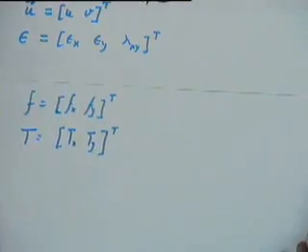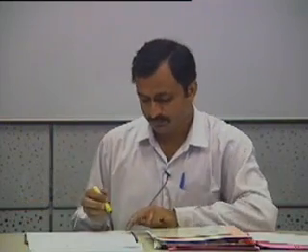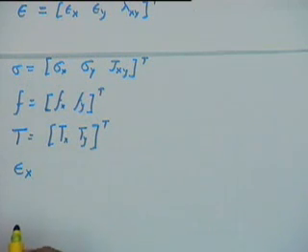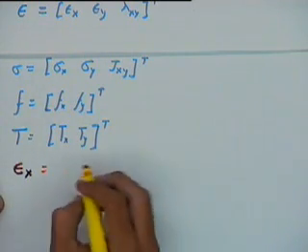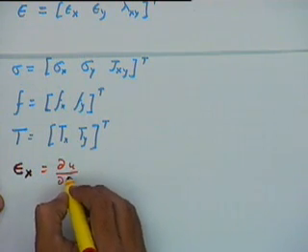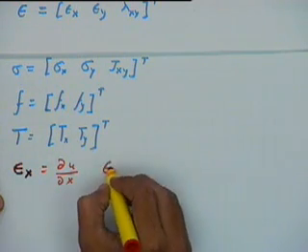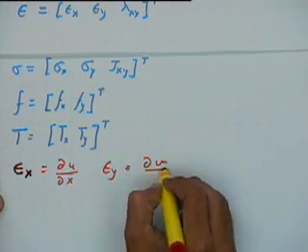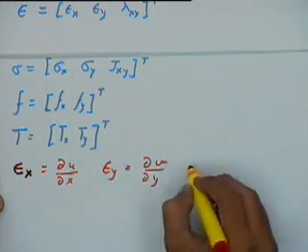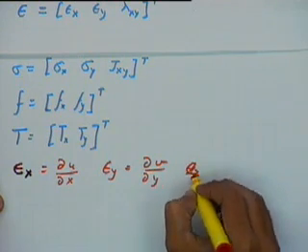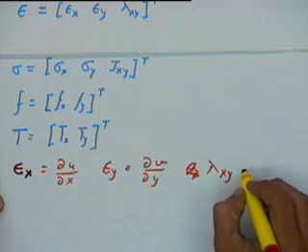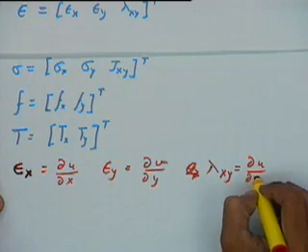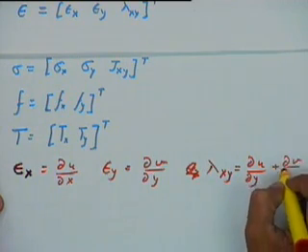Okay. Then the next thing will be epsilon x. Okay, we will say epsilon x will be equal to del u by del x, epsilon y will be equal to del v by del y, and epsilon z, sorry, we are having a 2-dimensional case, so that won't be there, lambda xy will be equal to del u by del y plus del v by del x.